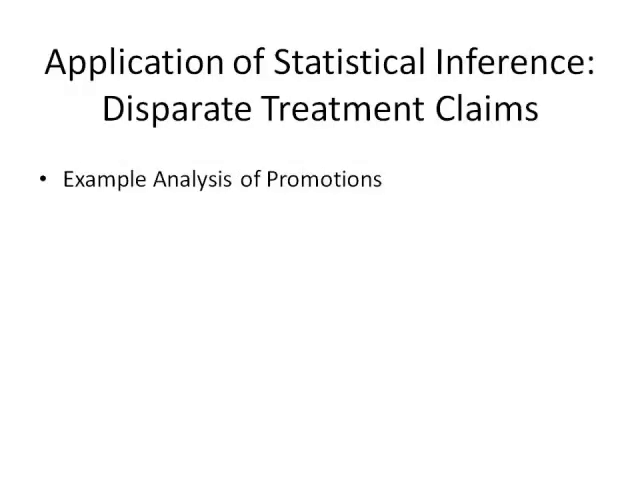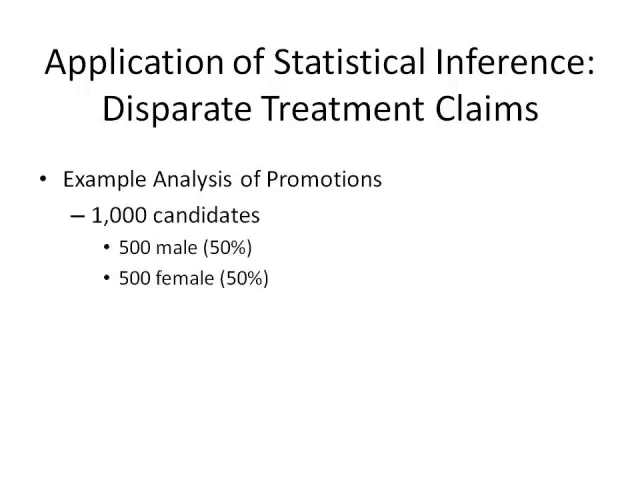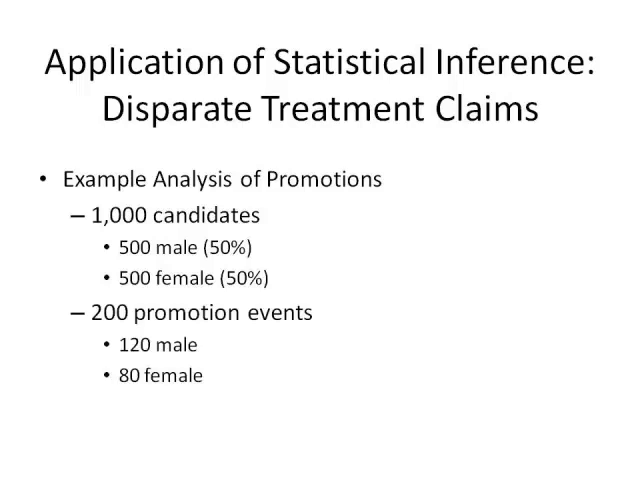Let's now turn to an example of a disparate treatment claim. Let's assume that we have a group of females who are alleging that they're being denied promotion opportunities. And let's say that we have 1,000 employees who are eligible to be promoted, 50% male, 50% female. And assume that we're making 200 promotions. And of those 200 promotions, 120 go to males and 80 go to females.